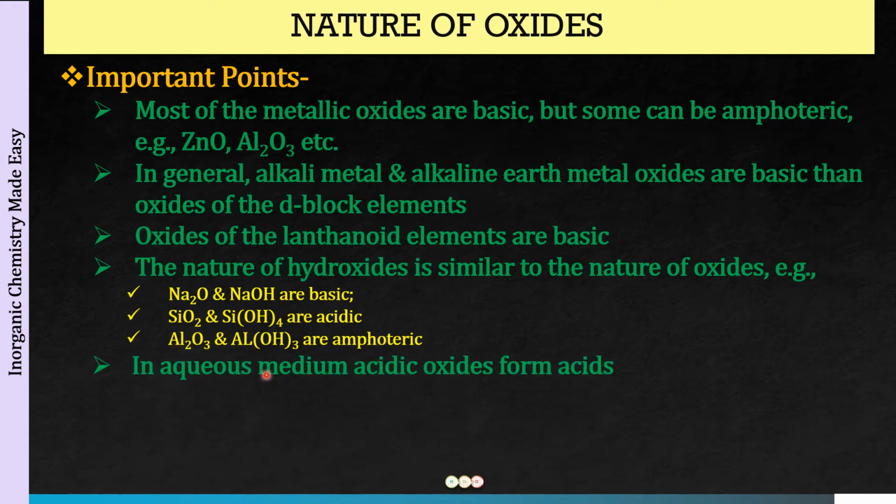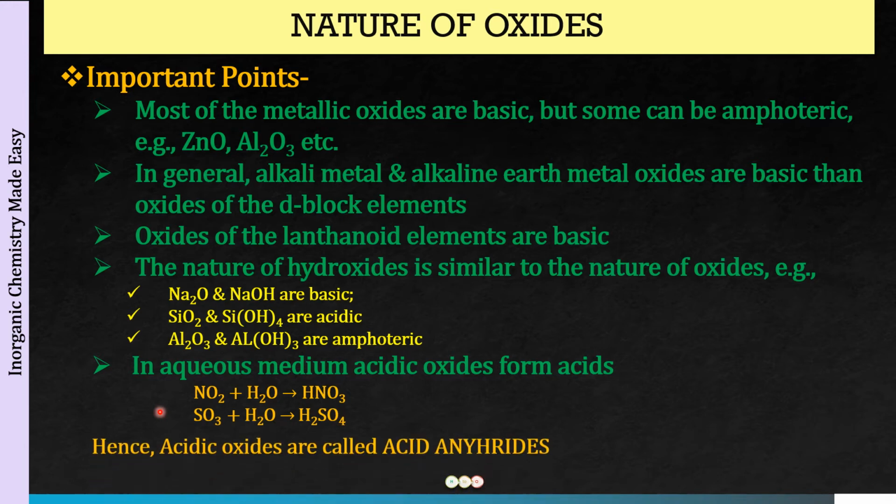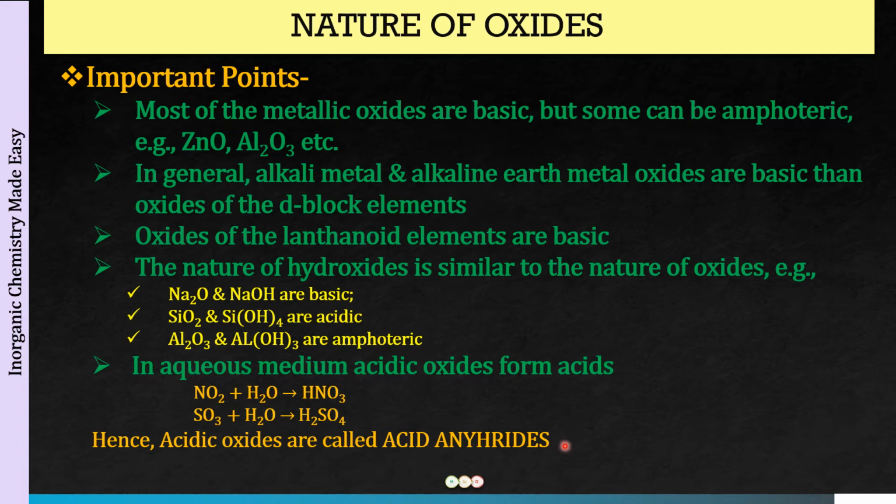Next thing, in the aqueous medium, the acidic oxides form acids. So we have NO2 plus water, it will be forming HNO3, and SO3 plus water, it will be forming H2SO4. So from this, you can also understand that the acidic oxides are called acid anhydrides. Okay, so we have an acid from which we have removed water, that is going to be the acidic oxide, and it is called an acid anhydride, an acid from which water has been removed. Okay, so these are certain important points. Now let us move further into our discussion.